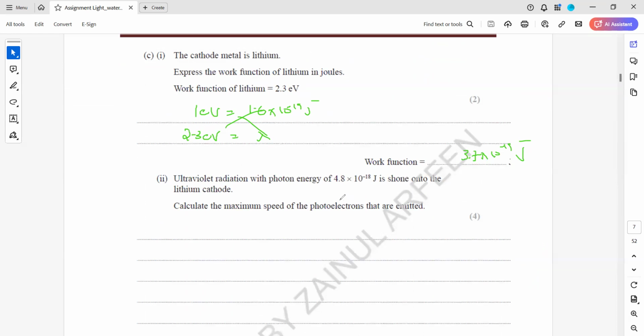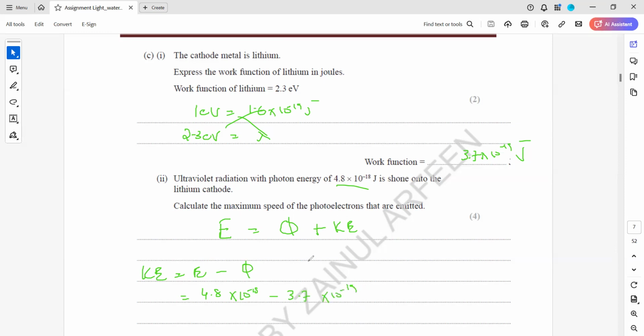UV light with a photon energy of 4.8 is shone on lithium. Calculate the maximum speed. So first, the energy of the photon is equal to the work function plus the kinetic energy. So first we work out the kinetic energy. Kinetic energy will be the energy of the photon minus the work function. Energy of a photon is 4.8 times 10 to the power minus 18, and the work function is 3.7 times 10 to the power minus 19.